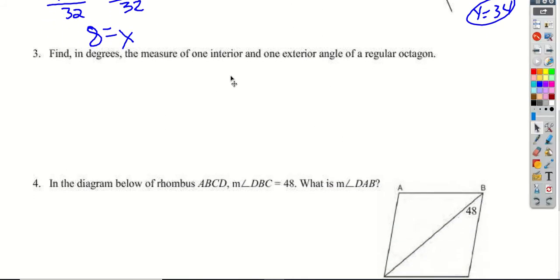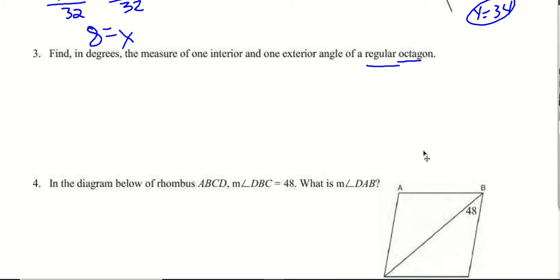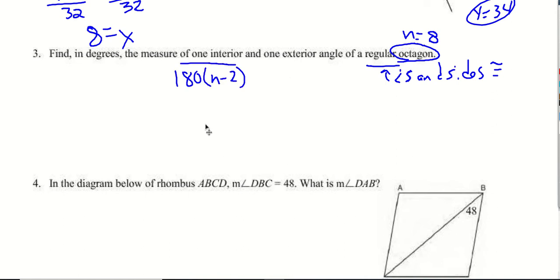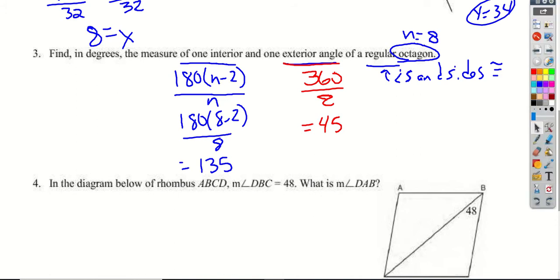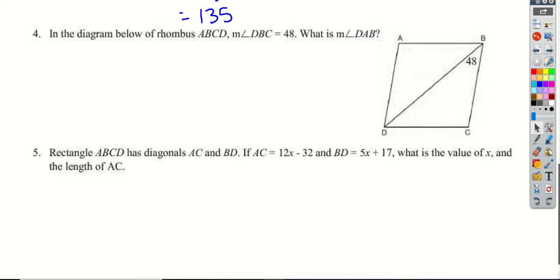For number 3, we're doing the measures of one interior and one exterior angle. Remember, if it's a regular octagon, that means that all the angles and sides are going to be equal. And we know that there are 8 sides. So in our formula, n is going to be 8. Remember, one interior angle follows the formula 180 times n minus 2. We're going to plug 8 in. And if we want to get the measure of one angle, we're going to divide by the number of sides or angles, which is 8. So 180 times essentially 6, right? 8 minus 2, and then divided by 8 is 135. For the exterior angle, remember the magic number is 360, and we divide that by 8 here to end up with an answer of 45, and that's the measure of one exterior angle. Okay, so it's just what's the sum, and then divide that by the number of angles.